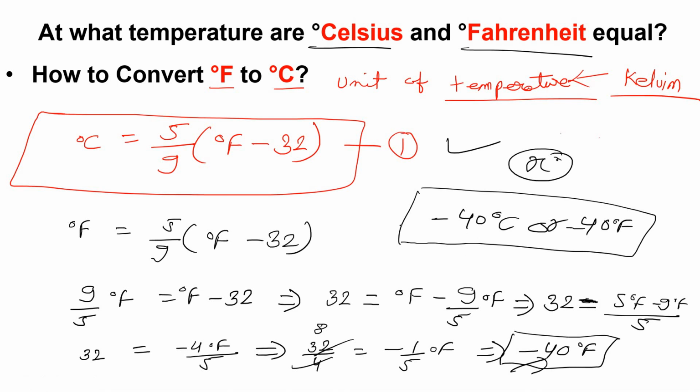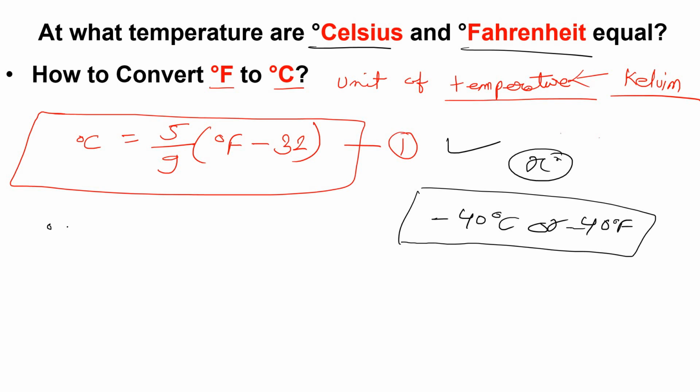What is the meaning of that? If you put minus 40 here and here as well, you will find that the difference will be equal to 0. I hope you are getting my point. If this number satisfies this equation, it means our answer is okay. Because if you put minus 40 here, your degree Fahrenheit value is also going to be minus 40.